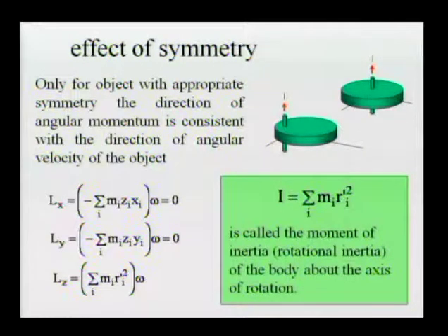For now, we will talk only about objects for which the moment of inertia is a scalar quantity, is a number, and angular momentum and angular velocity are parallel. In general, they are not parallel, and the moment of inertia is a tensor quantity. We need 9 numbers, really, to fully describe the rotational inertial property of an object.